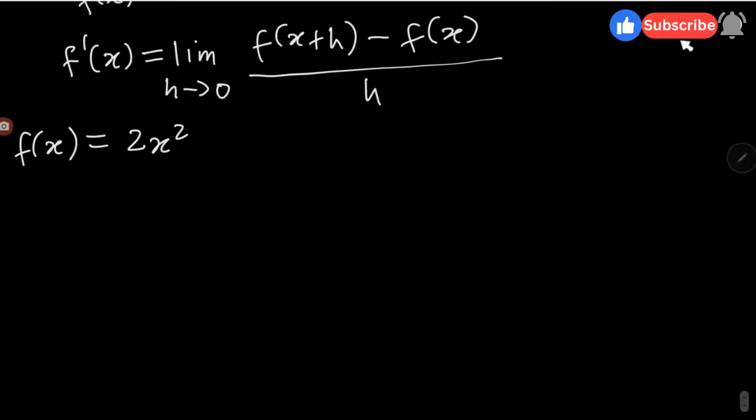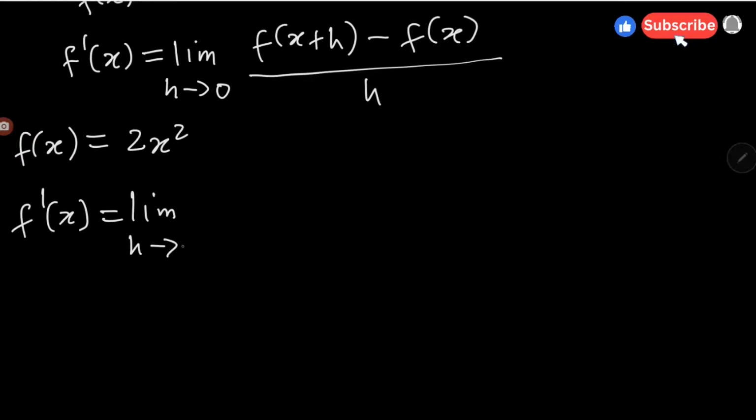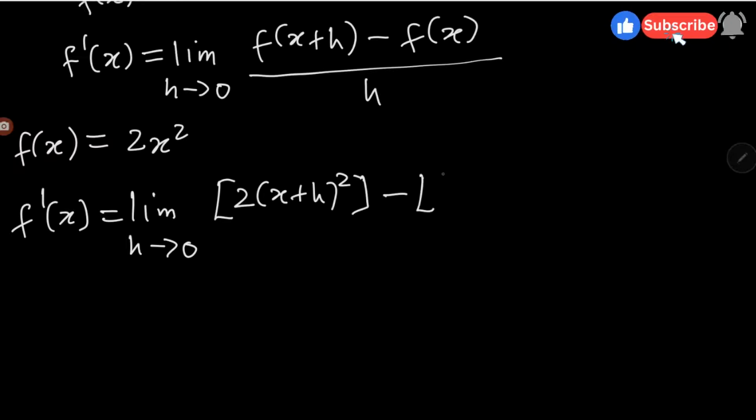we shall apply this formula and say f prime of x is equal to the limit as h tends to 0 of f of x plus h, meaning where there is x in f, we shall put x plus h. So we shall have 2 open brackets x plus h squared minus f of x, which is simply the function itself, 2x squared, and this is over h.